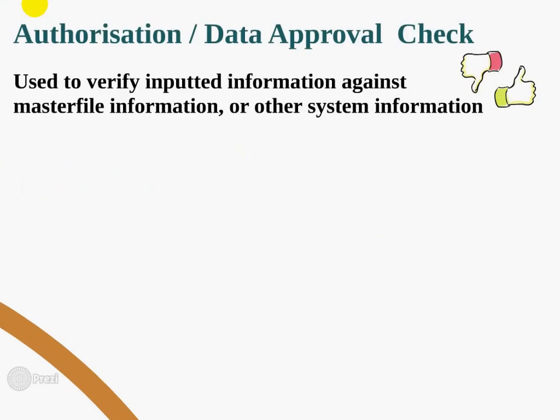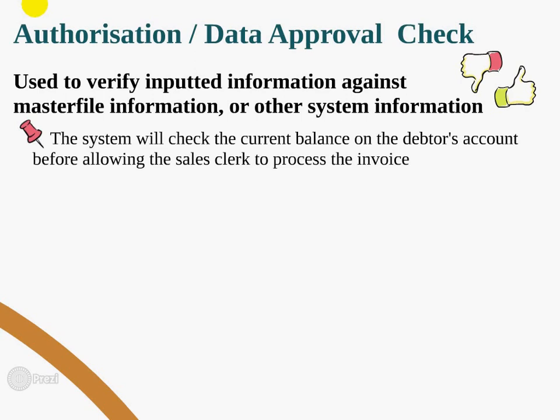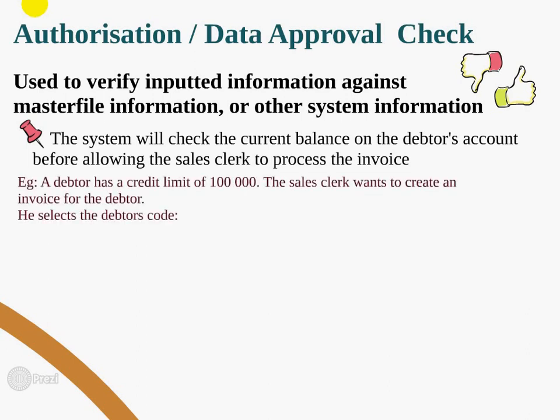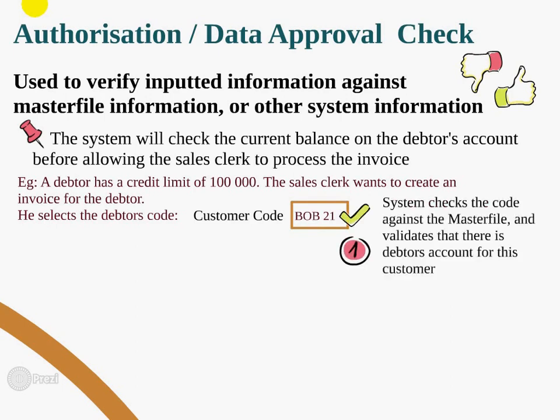Your authorization, your data approval check, whatever you want to call it, it's used to verify inputted information against master file information or other system information. So the system will check the current balance on the debtor's account before allowing the sales clerk to process the invoice. A debtor, for example, has a credit limit of 100,000. The sales clerk wants to create an invoice for the debtor. He selects the debtor's code. So there's your little code, Bob21. The system checks the code against the master file, validates that there is a debtor's account for this customer. That's check number 1. So the system's happy.